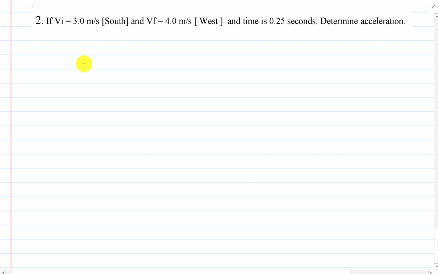It's right up into that realm because we have the initial speed as 3 meters per second south, so it looks like that. That's the vector for it. And then we have the final speed as 4 meters per second west. And when we have to calculate the acceleration, it is the change in velocity over time, which is Vf minus Vi all over t. Not 2, t.